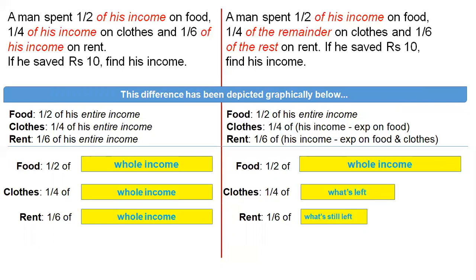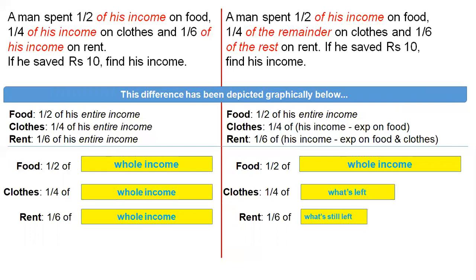Now on the right side, the first rectangle is his whole income. So we have food is 1/2 of the full rectangle, that is his income. Now 1/4, and when you come to clothes, it is 1/4 of a smaller rectangle. Why is it smaller? Because it is income minus what he has spent on food. So it is 1/4 of a smaller rectangle, and 1/6 of an even smaller rectangle because he has spent both on food and on clothes. So the remaining is a still smaller rectangle.